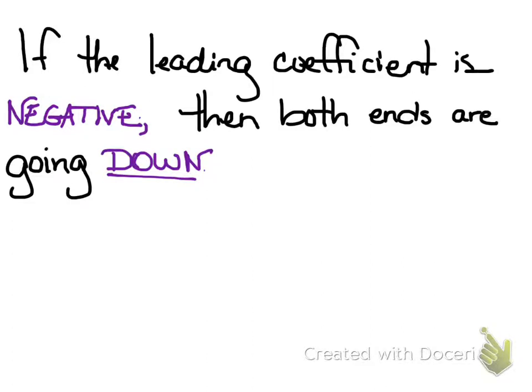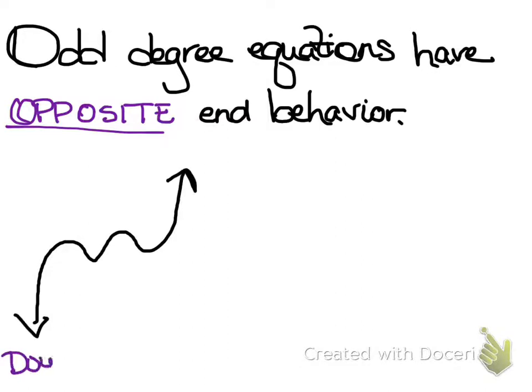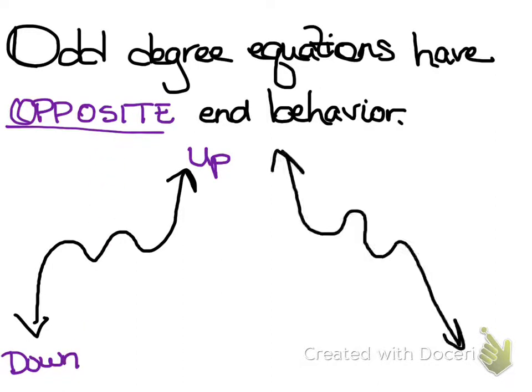Now, I'll clarify this in some future examples, but I do want you to write this down. Odd degree equations have opposite end behavior. So everybody say odd. I heard you. And just kidding. And opposite. Now that is a little mnemonic. You see it? Odd degree equations have opposite end behavior. Please write this down. In other words, if one side's going up, the other side's going down. It's opposite. It could be going this way.